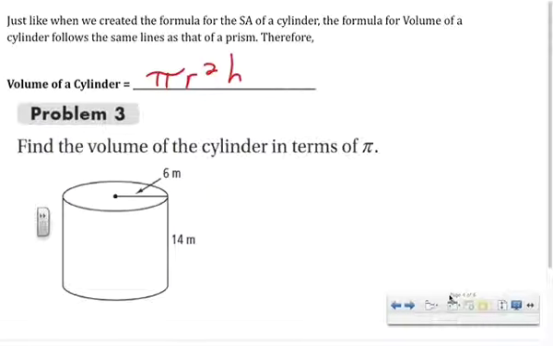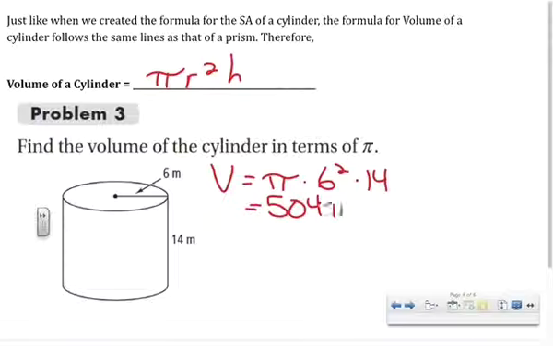So in problem 3, we're asked to find the volume of this cylinder and leave it in terms of pi. They have given you everything that you need in order to just plug and chug it into the formula. So volume equals pi times 6 squared times 14. I believe that gives us 504 pi cubic meters.